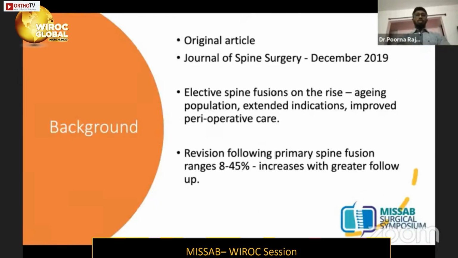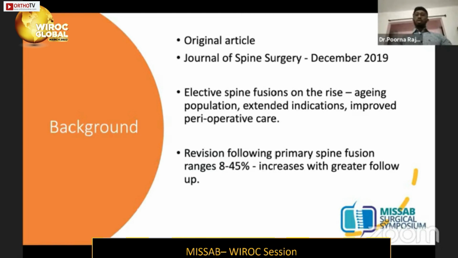So this is an original article taken from the Journal of Spine Surgery, December 2019 issue. To start with the introduction, as we all know, elective spine fusions are on the rise. One important issue is the aging population, and we have extended our indications depending upon the aging population. And there is improved perioperative care these days, so whatever kind of fusion you're doing, and whatever comorbidities the patient has, you can manage perioperatively, because we have an improved team to manage that.